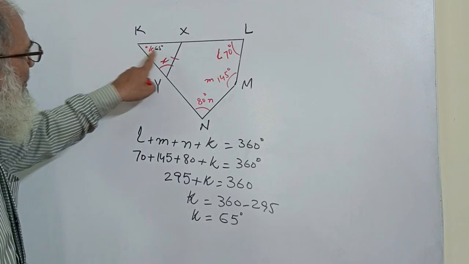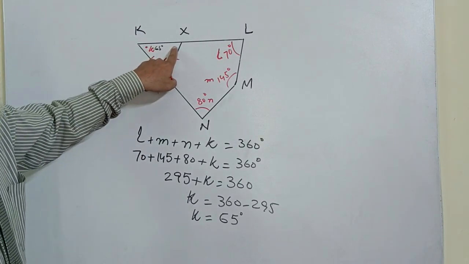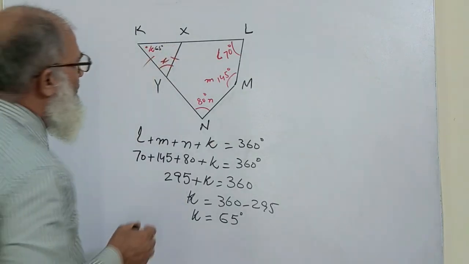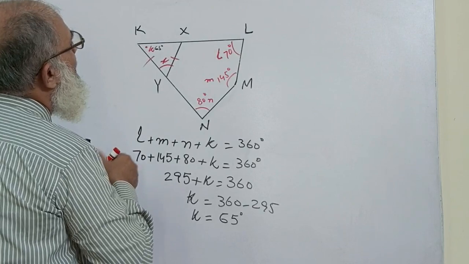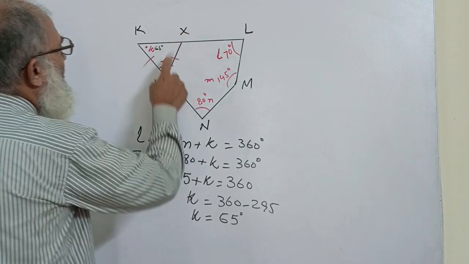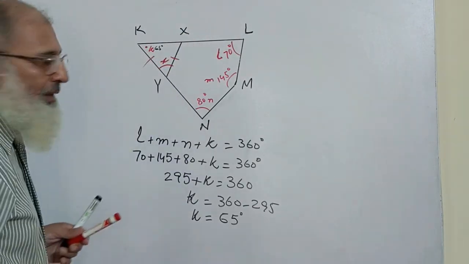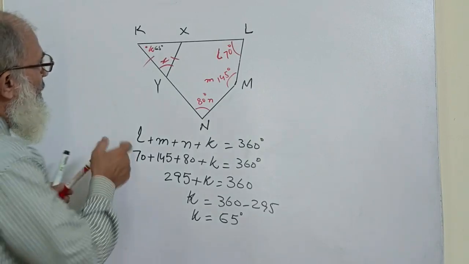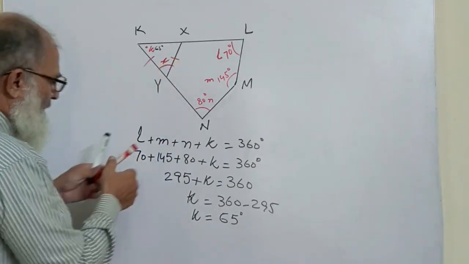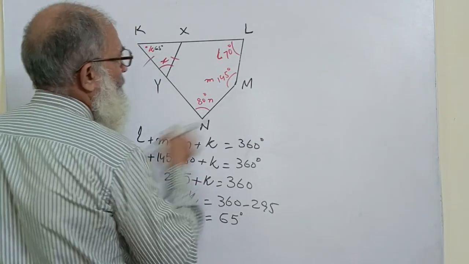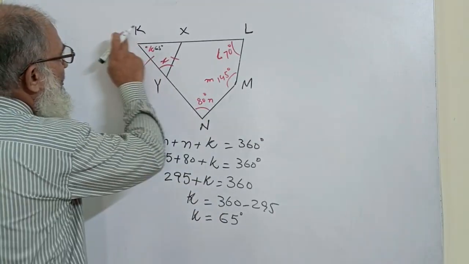So when this k is equal to 65 degree, naturally this k is also equal to 65 degree. Now this is angle x. No, I cannot write it x because x is already given. So this base angle, due to this isosceles triangle. Now this is an isosceles triangle. Which one is isosceles triangle?